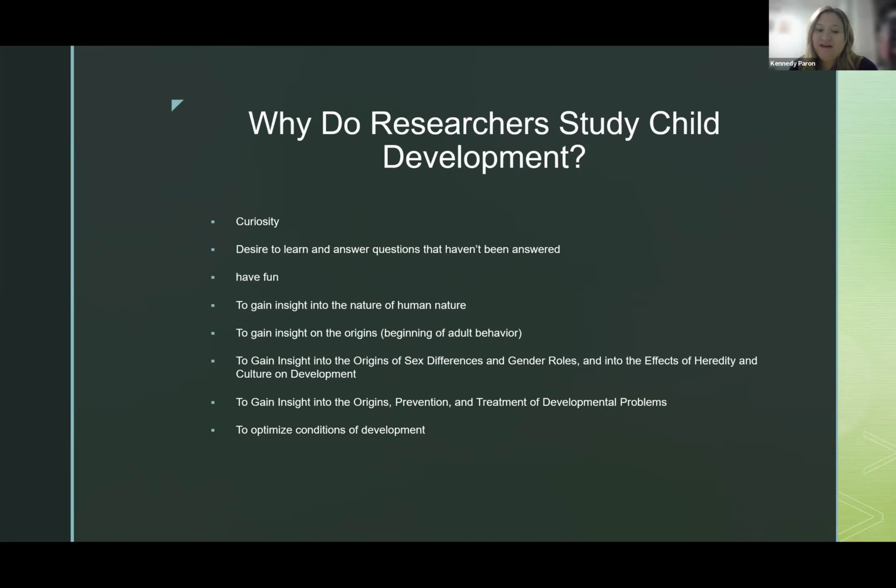This also leads me to the next point of gaining insight on our origins. The beginning of adult behavior actually starts in childhood, and we can get a good idea of how the adult will be when we look back into their childhood. A lot of people also want to gain insight on sex differences and gender roles, into the effects of heredity and cultural development, and to gain insight on the origins, prevention, and treatment of developmental problems. So if we can catch them early, we can have a lot of early intervention as well. Finally, some want to optimize the conditions of development by studying and researching child development.